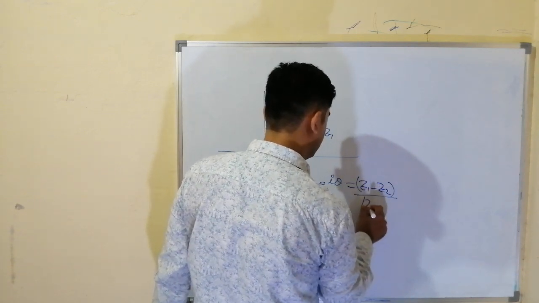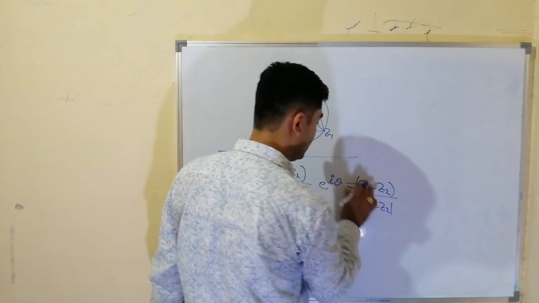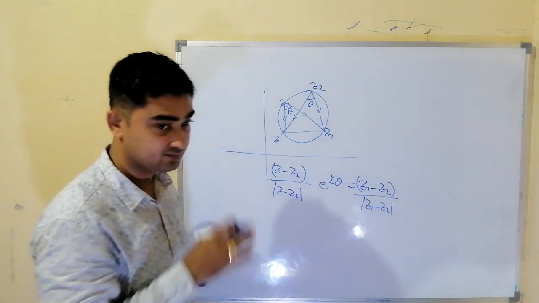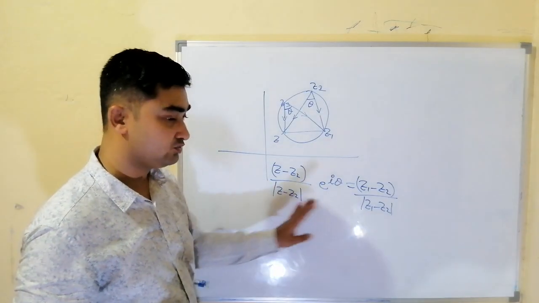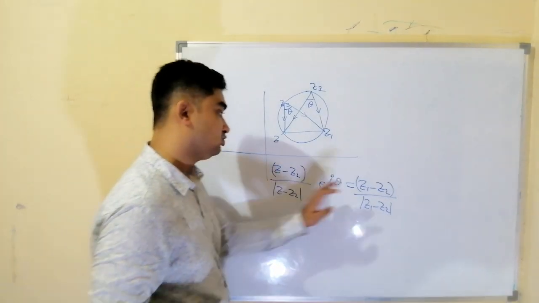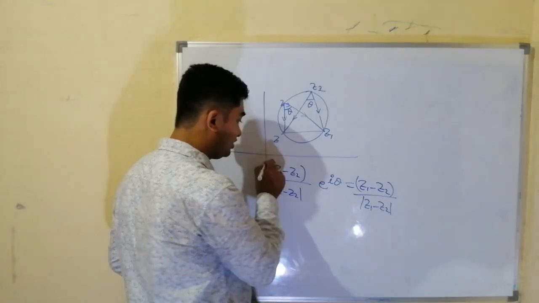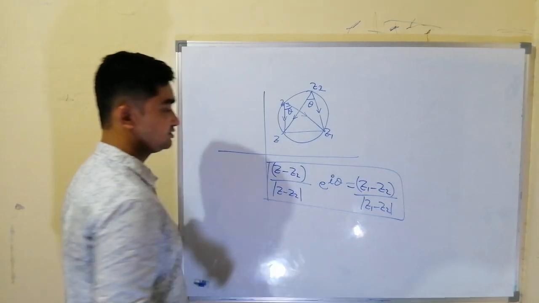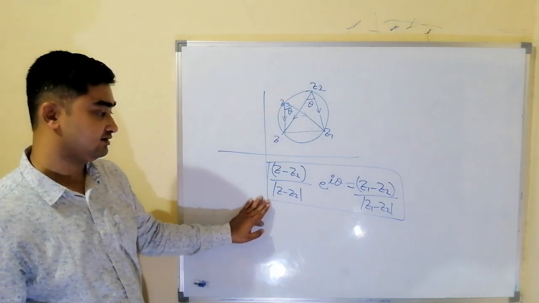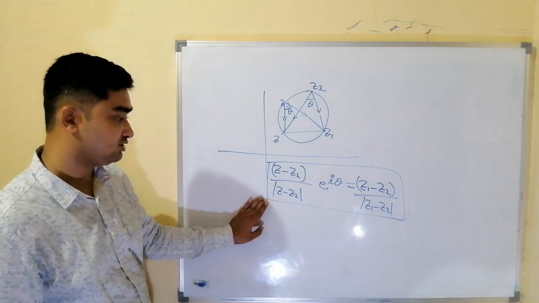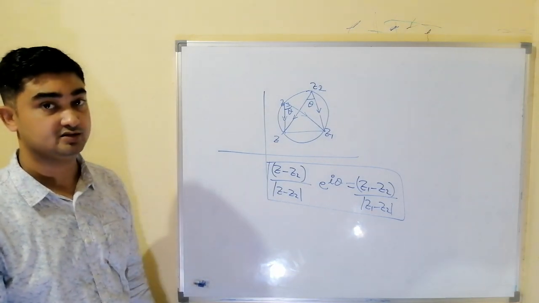Again divide by mod of z1 minus z2, because modulus on both the sides we want to take 1. Because we want to equate both. Equate both means both should be equal. So both places we are making them 1. So now we'll get this. So this we should understand. This is the most important thing about rotation of complex numbers.